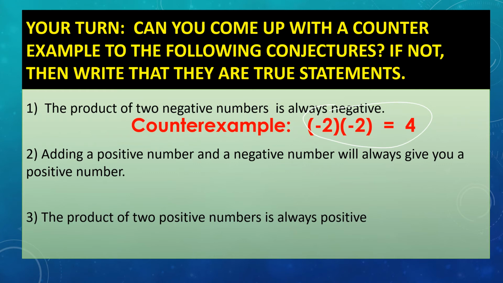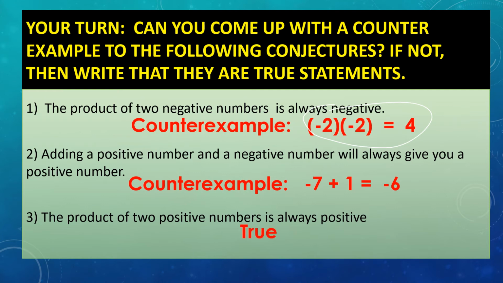Adding a positive number and a negative number will always give you a positive number. That is false. If you have a really big negative number and you're adding it to a positive, then it's going to stay negative. The product of 2 positive numbers is always positive. That is true. A positive times a positive is always going to be positive.